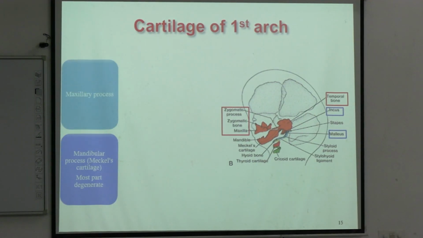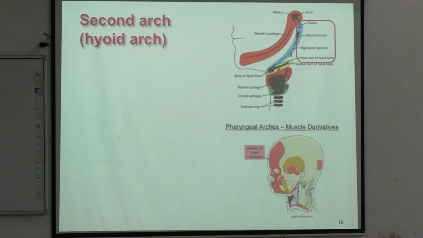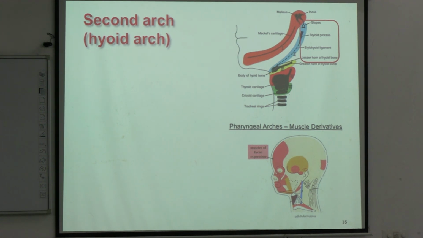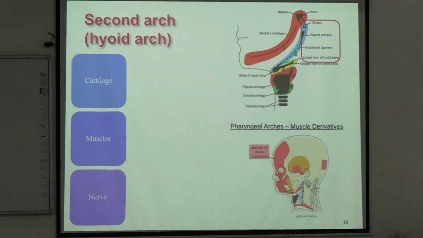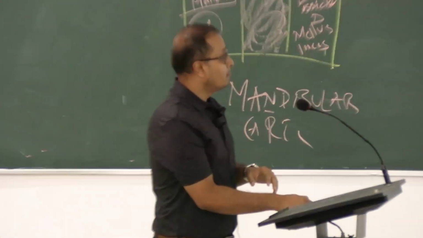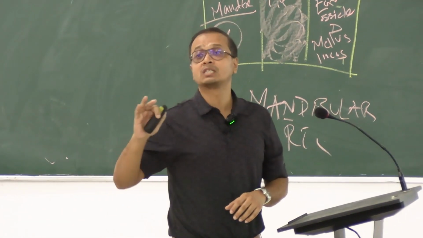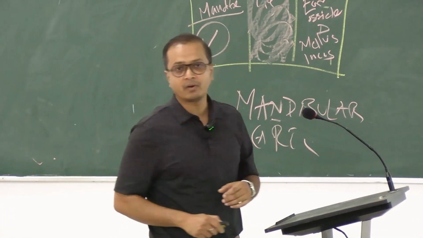Now coming to the second arch, which is known as arch number 2. The same principle applies: cartilage, muscles and nerves. The nerve for this second arch derivative comes from cranial nerve 7. So whatever muscles are produced by this second arch will be supplied by cranial nerve number 7. The muscles coming from the second arch we call the muscles of facial expression. That means all the muscles of facial expression come from the second pharyngeal arch.